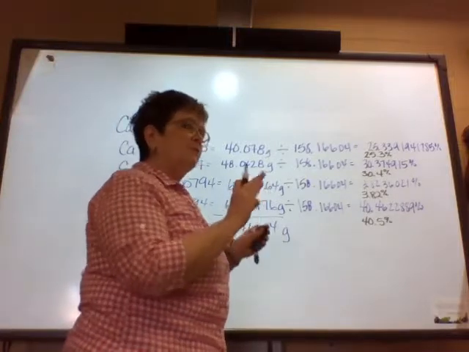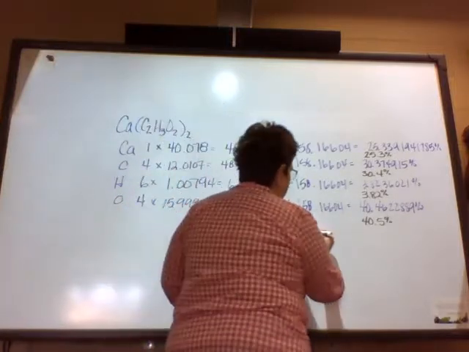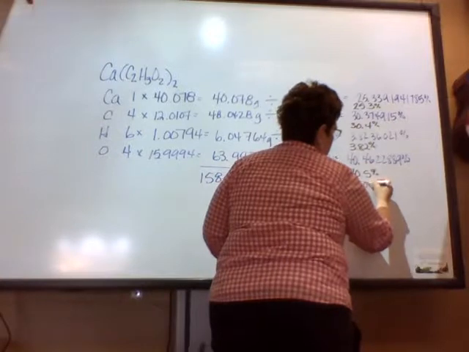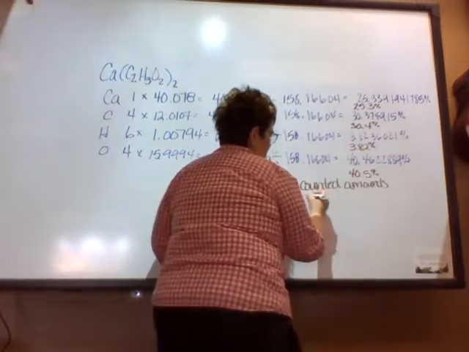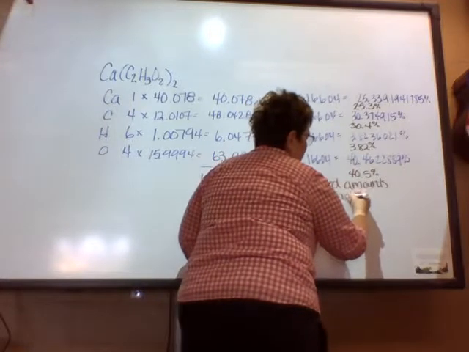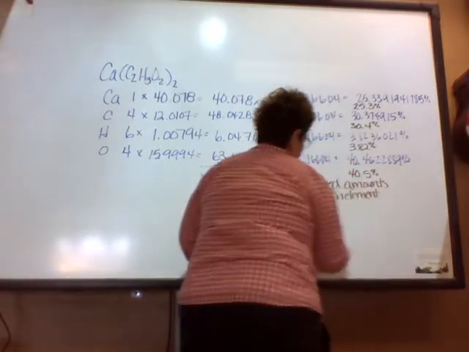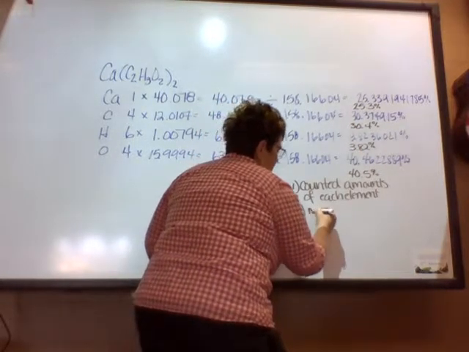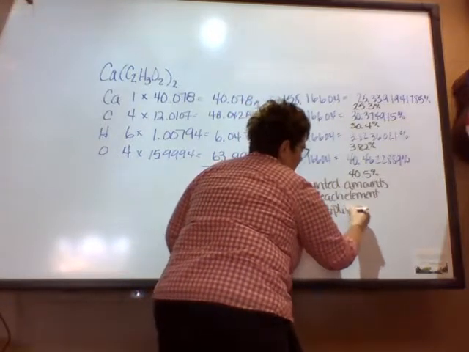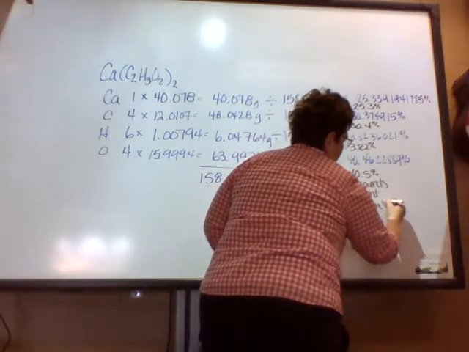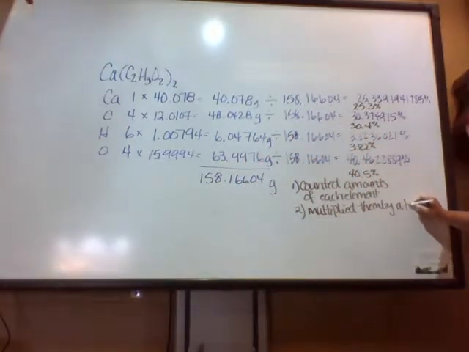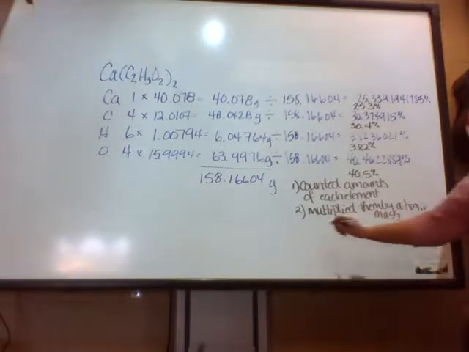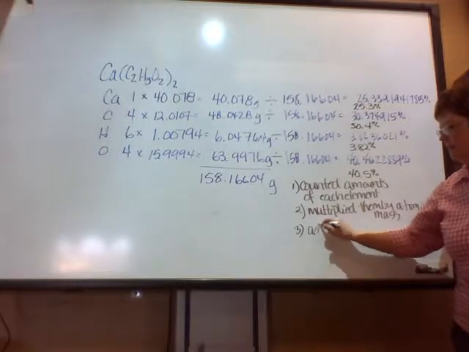Okay, let's write down the steps real careful. What's the number one thing we did? We counted the amounts of each element. Yes or no? Then what do we do? Times them by their atomic mass. Then what do we do? Add them together. Okay, we added them together.